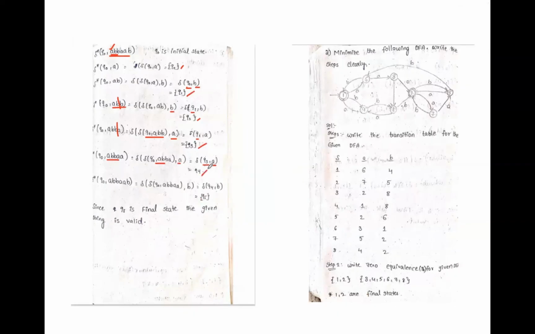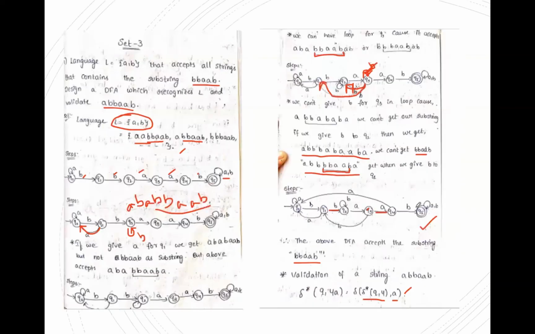So write Q4. Now take all these symbols, the complete string. Write all the symbols except the last one inside and the last input symbol outside. So this value is Q4 and the last value is B. So check Q4 on B from the transition diagram. Q4 on B is Q5.